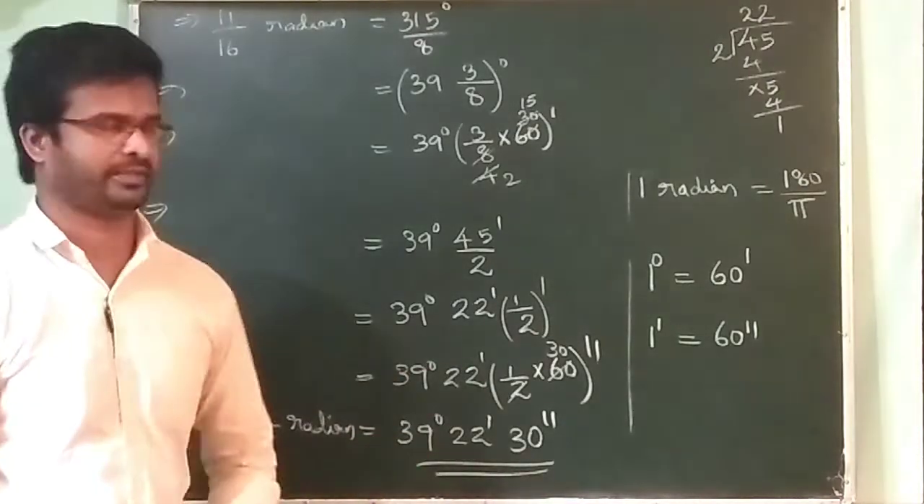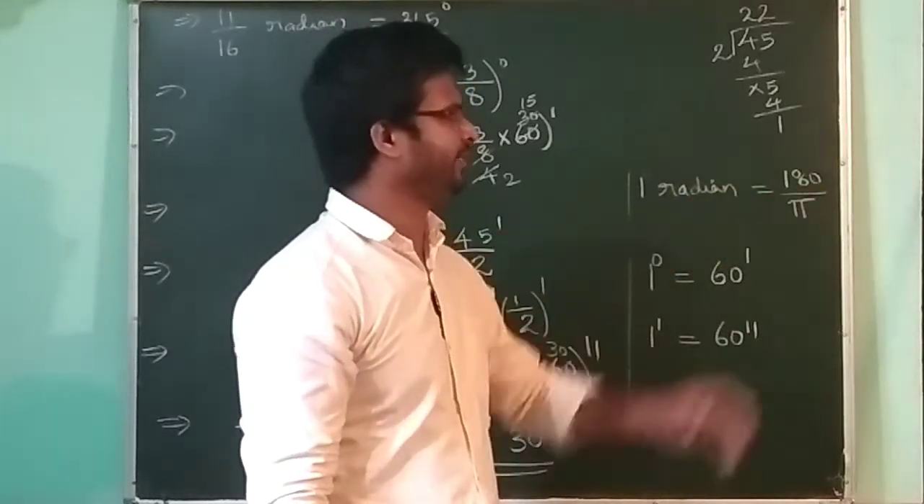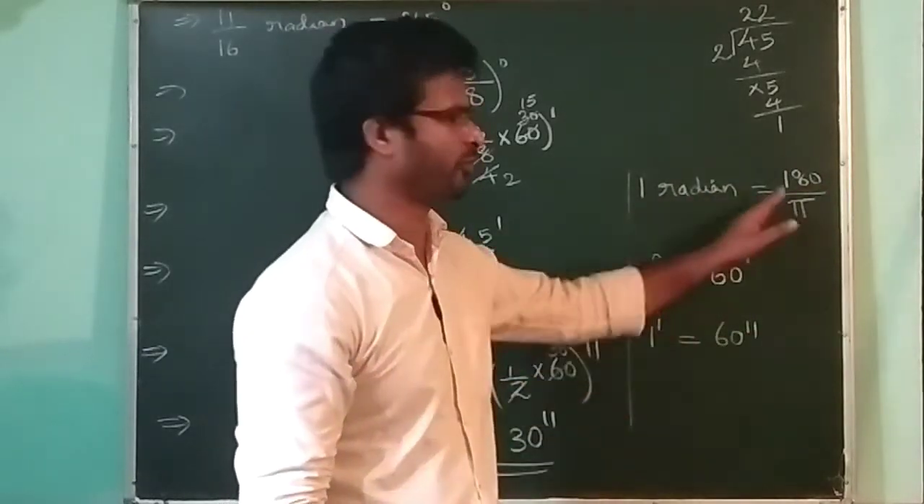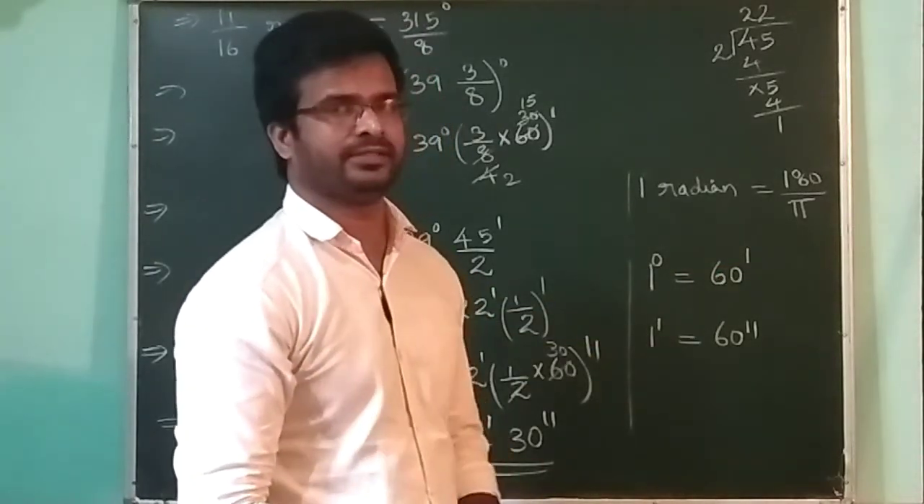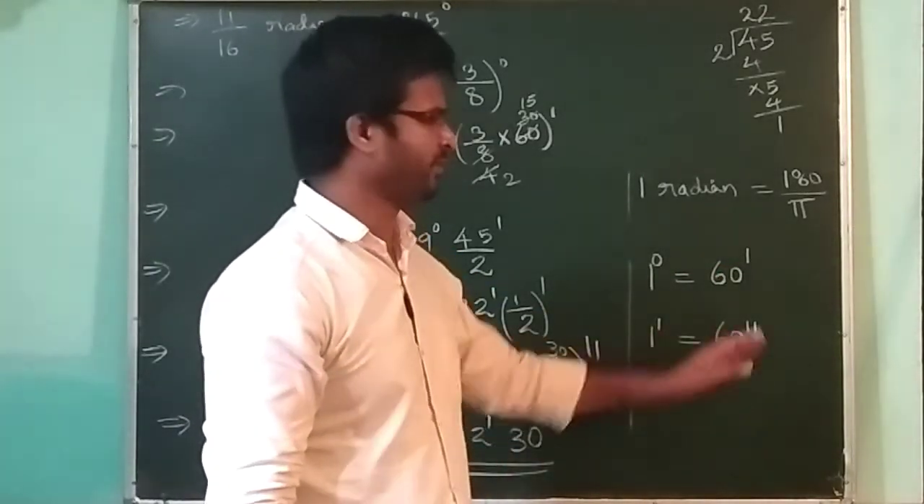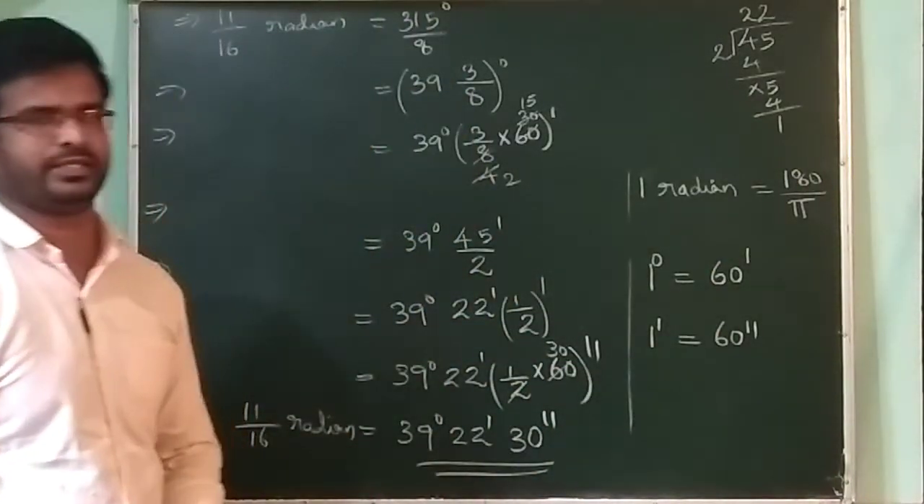This is our answer. Only one thing, study how to change. 1 radian means 180 divided by pi. That is the common formula. Then 1 degree means 60 minute. 1 minute means 60 seconds. These 3 formulas, study by heart. Then everything you can do very easily.